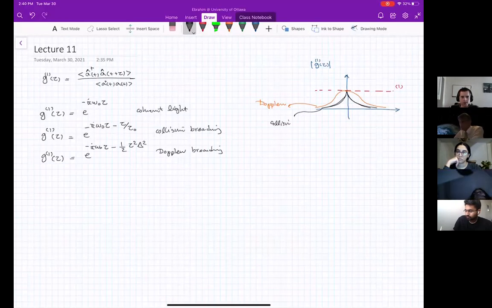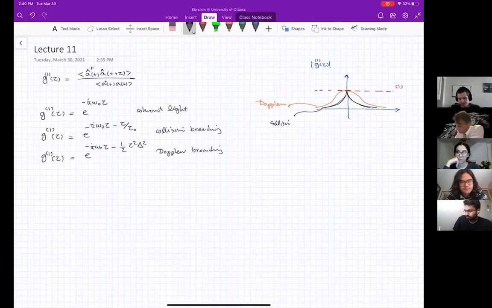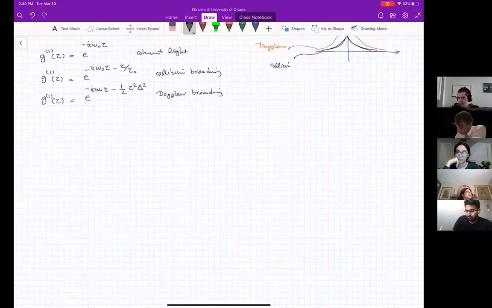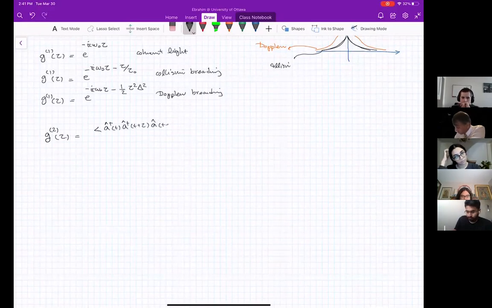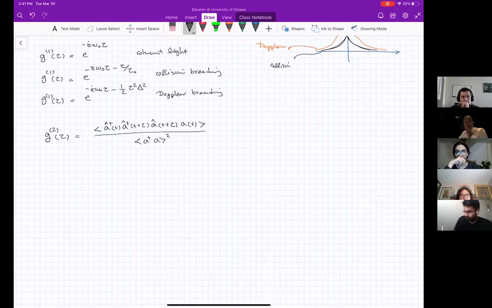All right, so we had a feeling about the first order coherency, or the correlation function. And then we looked at the intensity correlation, and that was the G2 function of tau, given by A dagger of t, A dagger of t plus tau, A of t plus tau and A of t, divided by the square root of A dagger A to the power of two.